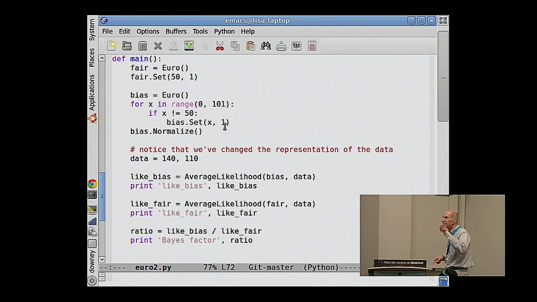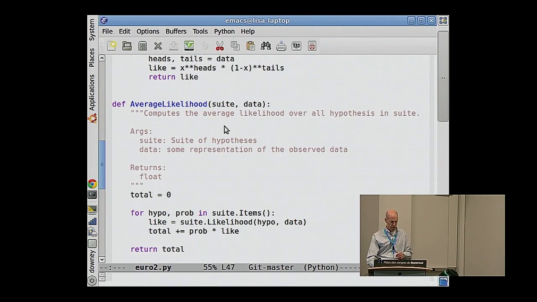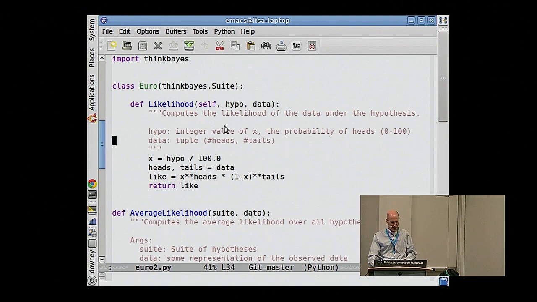So let's take a look at the likelihood function, then we're going to come back and look at this for just a second. There's the likelihood function. Is this the right thing? Oh, sorry. That's average likelihood. No wonder I was confused. Here's the likelihood function.